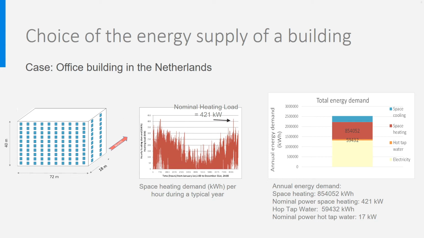The data we need to calculate the performance of energy supply systems are the annual space heating demand, 854,052 kilowatt-hour, the hot tap water demand, which is 59,432 kilowatt-hour and is quite low as office buildings use little hot tap water. We also need the nominal power for space heating, which is 421 kilowatt, and for hot tap water, which is 17 kilowatt.